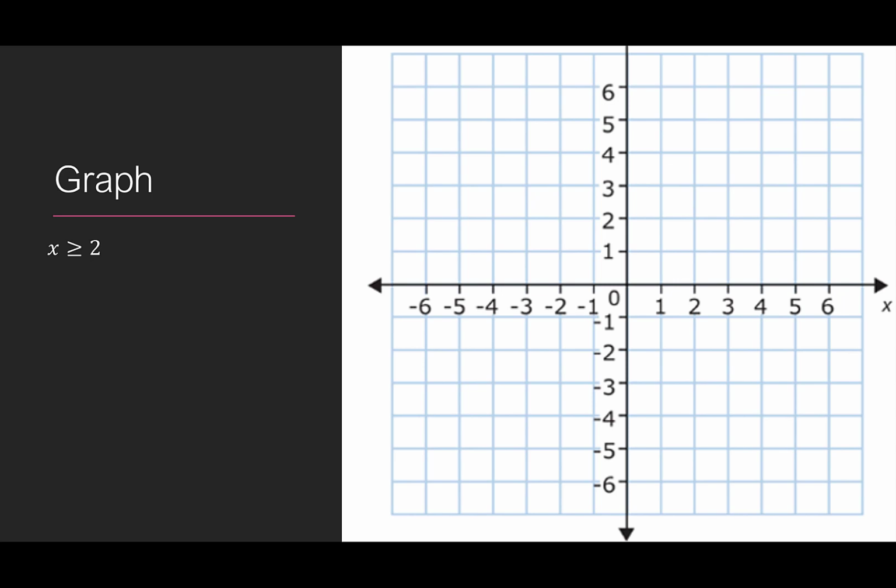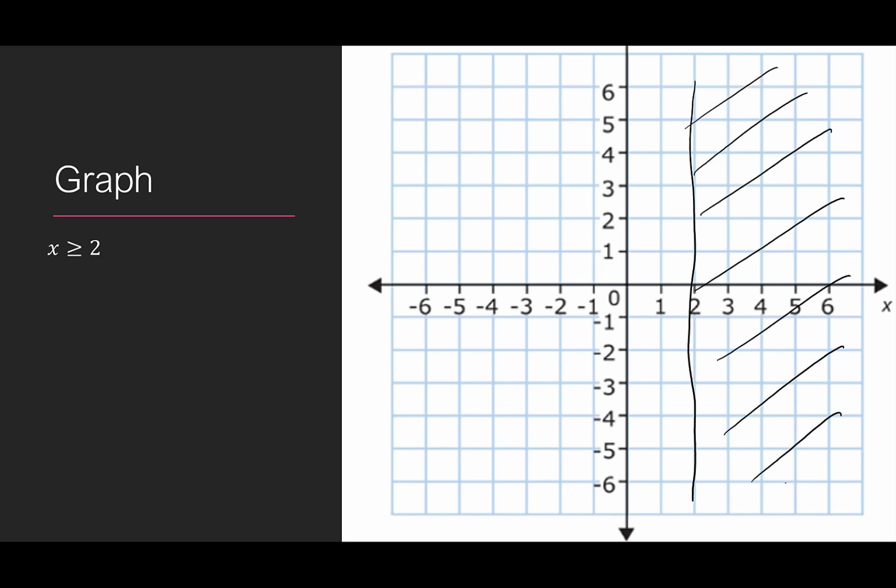So we're going to start with something really simple. x is greater than or equal to 2. So really you kind of start with x equals 2, and you're thinking this is a vertical line. So it's going up and down. And greater than is on the right. So we want to shade everything to the right. So shading shows where the answer is. So I just shade like this when I'm having to use paper.